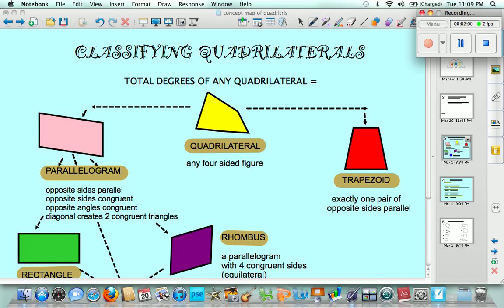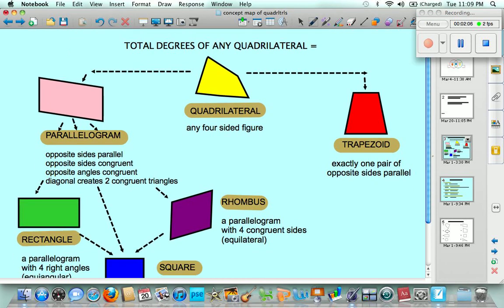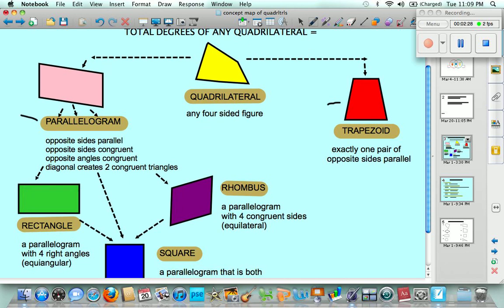A quadrilateral, it must have 4 sides. Okay, but a quadrilateral can be broken up into 2 other parts, parallelograms or trapezoids. So if you remember when we talked about the real number system, rational and irrational numbers, this trapezoid right here, this is out there by itself. It's kind of like those irrational numbers. Where rational numbers, they had subgroups. Same thing here. A parallelogram has different subgroups.